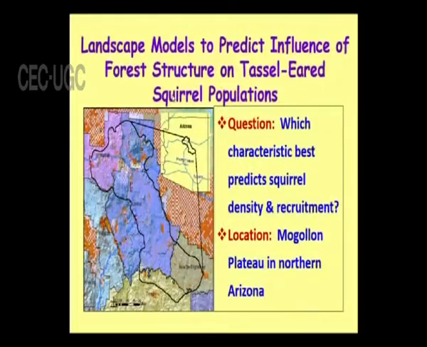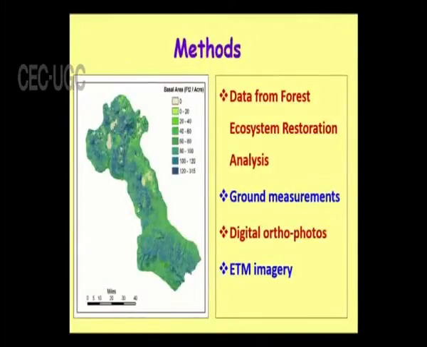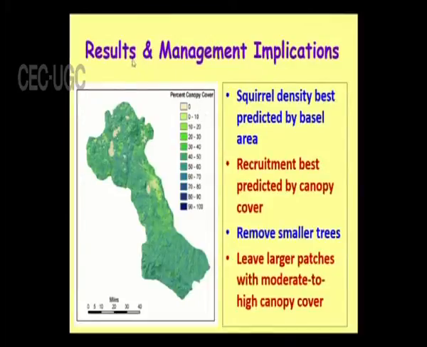And one more small example let us take, the squirrel. So, the squirrel population, what is the question? Which characteristic best predicts the squirrel density and recruitment? So, here it is a question. Where the squirrels are living, and where they are not living, and the location, some forest or some ecosystem that we are taking, and here we are again mapping, and here the data from forest ecosystem restoration analysis and the ground measurement and the same thing. So, the methods are more or less the same, and we are asking different questions and getting different answers, and therefore, what is the result?